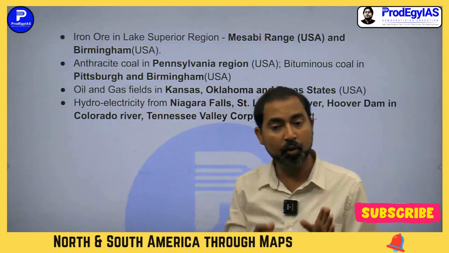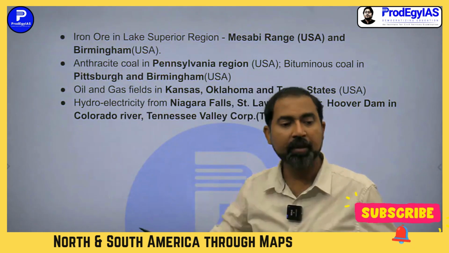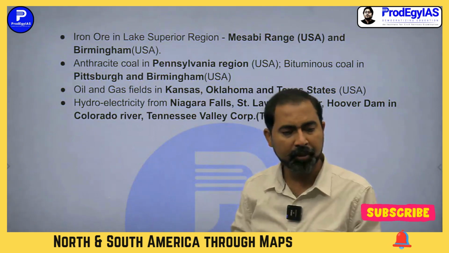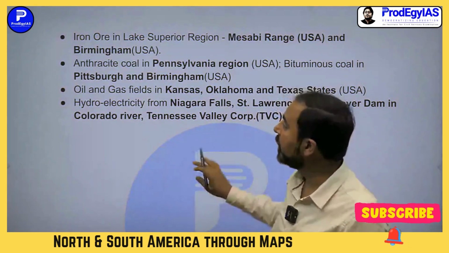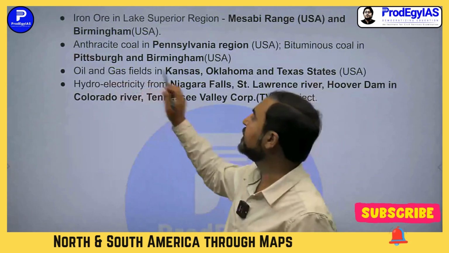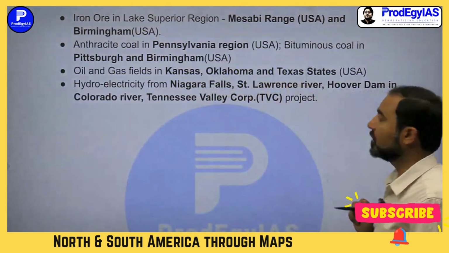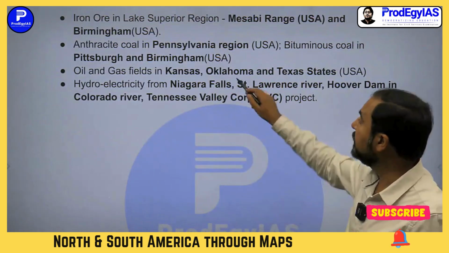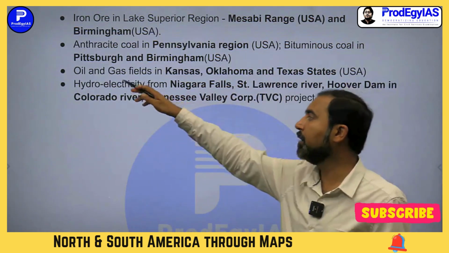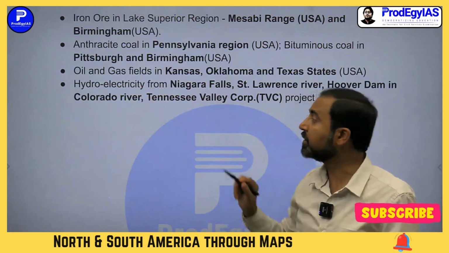अगर कहीं पे iron और coal दोनों है आसपास के एरिया में, तो that will be an important iron and steel center, right? Likewise, oil and gas fields in Kansas, Oklahoma, and Texas states, right? So these are the important states where most of the oil fields and gas fields of USA are concentrated.